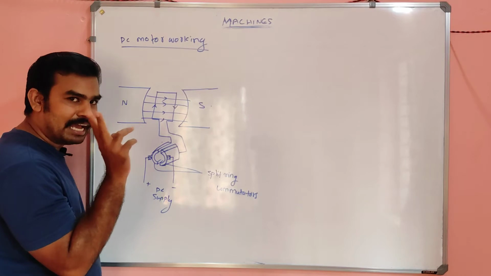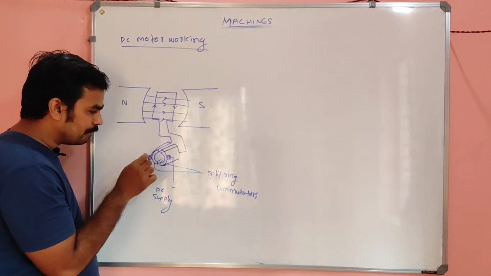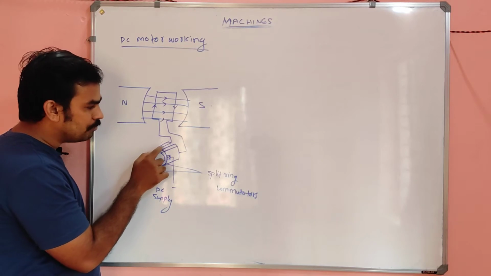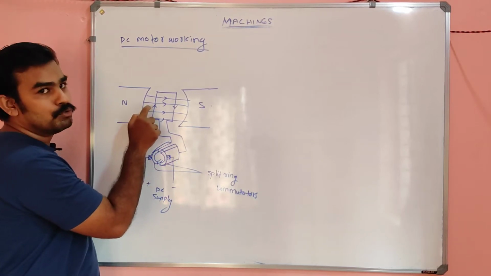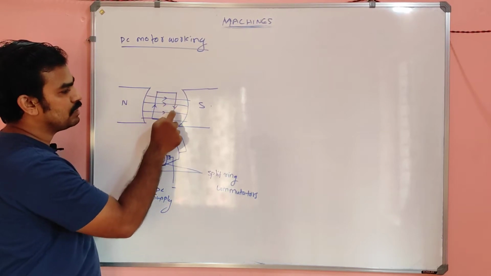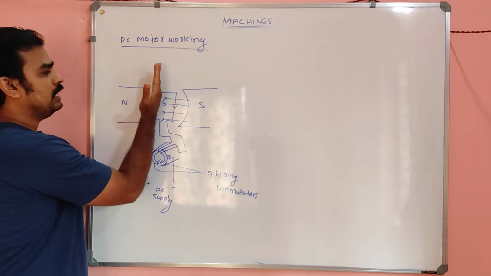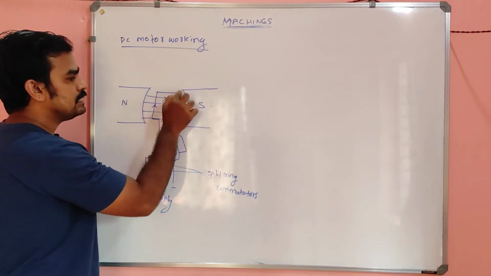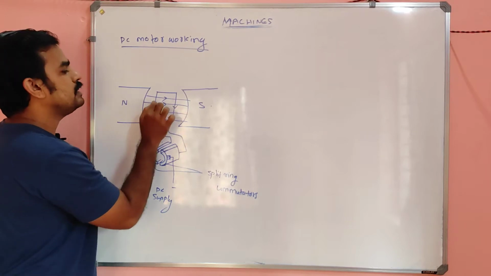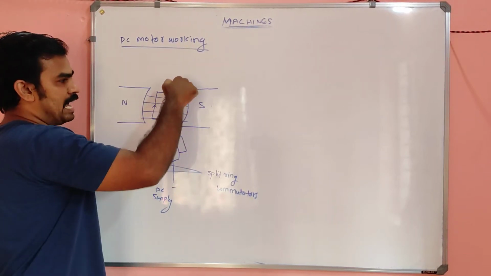There are two segments. You assume there are only two segments, one segment and the other segment. The current comes to one segment, comes here, moves upward, and then it will come back along the return path. Suppose you consider a single coil, so this will be the single coil structure. In this side the current will be in upward direction.